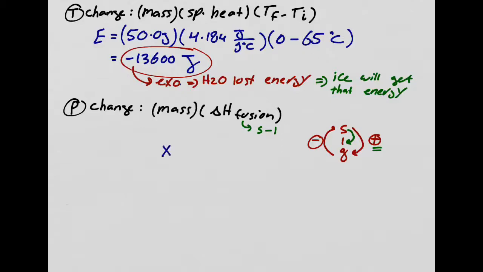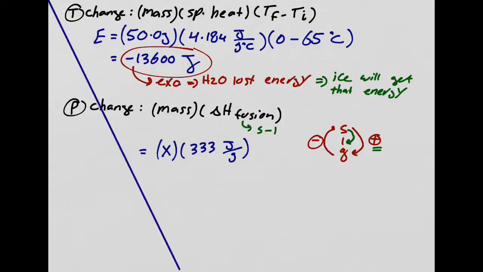Now here, what is the mass of ice? That's what we're trying to figure out. How much ice do I need to add to my water to go from 65 to 0? The delta H of fusion is 333 joules per gram. Okay. I cannot have two variables. I must have the energy also. Do I have the energy? I do.